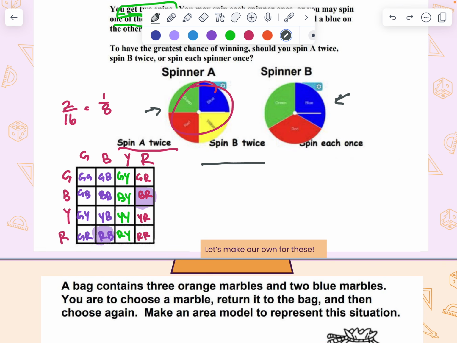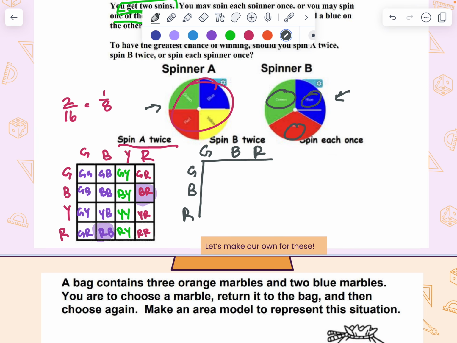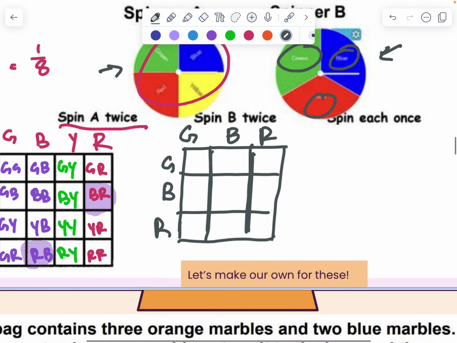So hopefully you've tried this. If I'm spinning B twice, my options for the first spin would be green, blue, or red. Green, blue, or red. And my options for the second spin would, again, be green, blue, red. Now, if I'm looking at this, a smaller square this time, because I've got 3 outcomes for each spin, it helps me to write out on the outside so then I know how to divide up these lines.